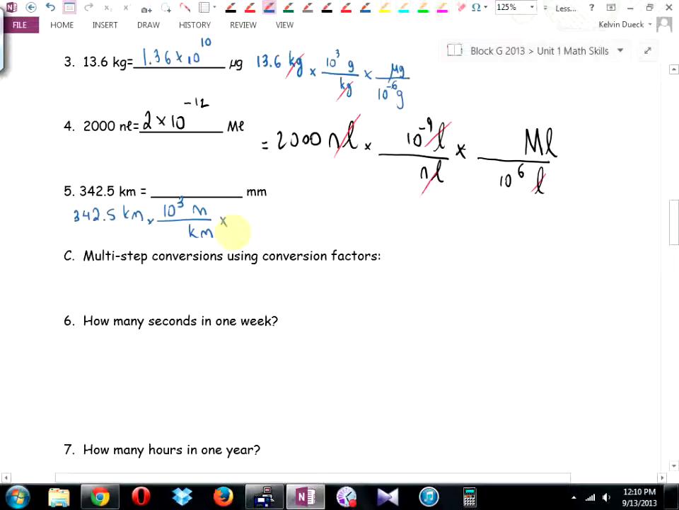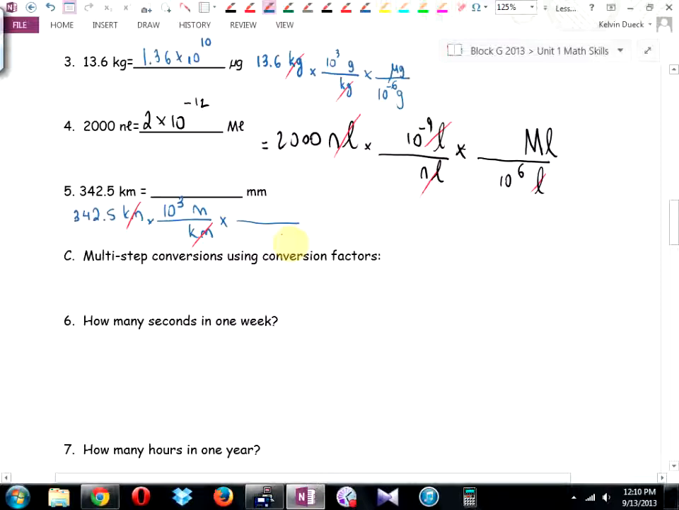Times. Now, Rob, that has gotten rid of kilometers. Right now we're in meters. See it? Where do we want to end up in? So what do I want on the bottom of my next fraction, kiddo? No, I want to end up in millimeters. So where do I want the millimeters to be in my next fraction?